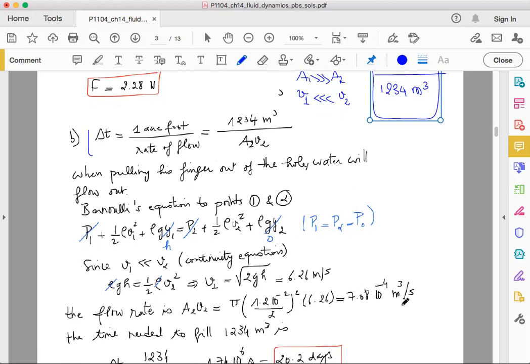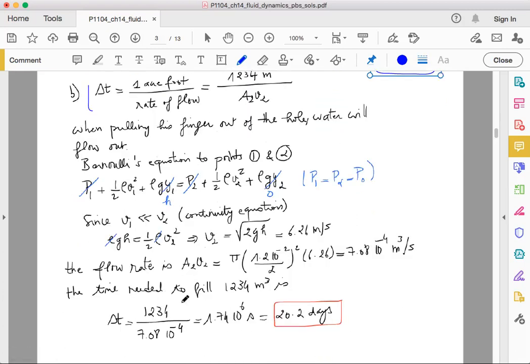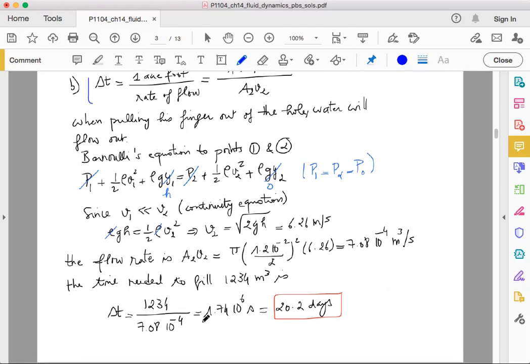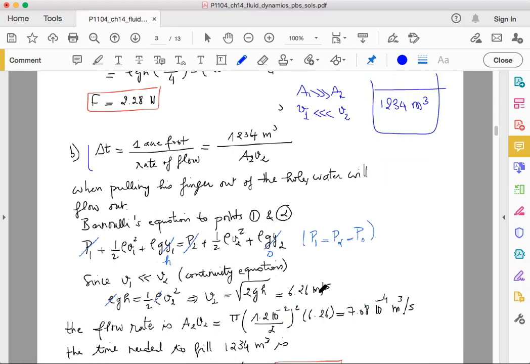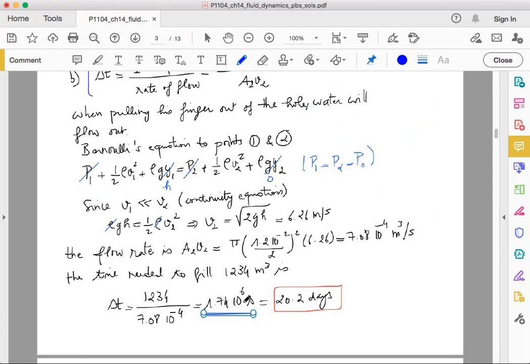Now, the time needed to fill this 1,234 cubic meter is given by this whole volume divided by the flow rate, which is expressed in cubic meter per second. So we end up with the value 1.74 times 10 to the power 6 seconds, which is equivalent to 20.2 days. So if the water is flowing out of this hole with a speed of 6.26 meters per second, then we will be able to fill this 1,234 cubic meter in almost 20 days.